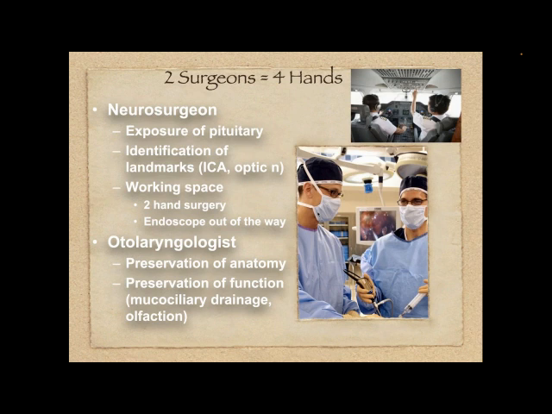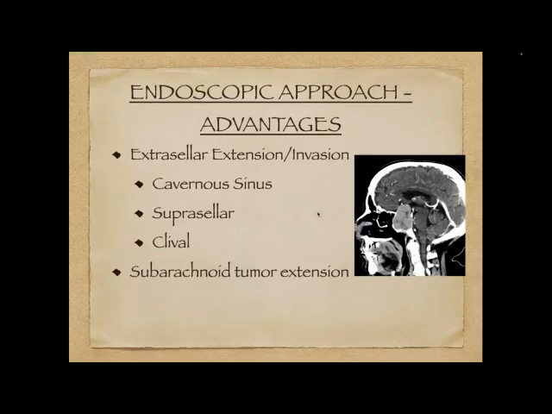As a neurosurgeon, I want to see the pituitary gland well. I want to expose these critical landmarks like the carotid artery and maybe the optic nerve, and I want to make sure I have good working space for both hands, and also make sure that the endoscope really isn't too much in the way. At the same time, my ear, nose, and throat partner, the otolaryngologist, is trying to make sure that we preserve all of the critical nasal anatomy as well as the function, and they also play a key role in looking at things like reconstruction. How do we patch the hole that's left behind by the tumor?